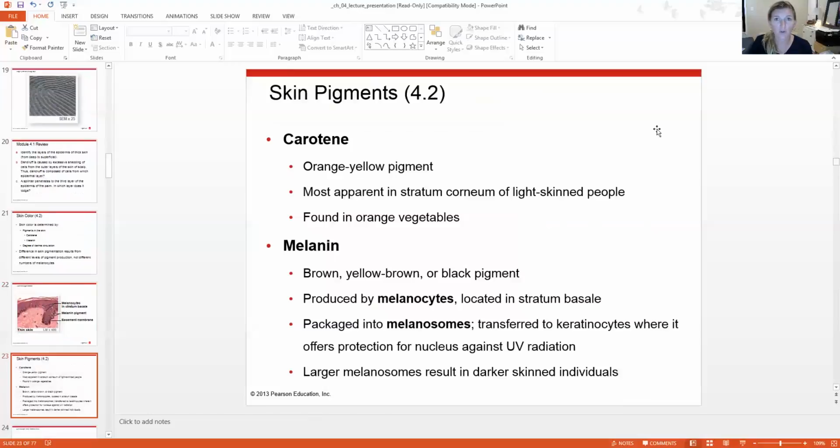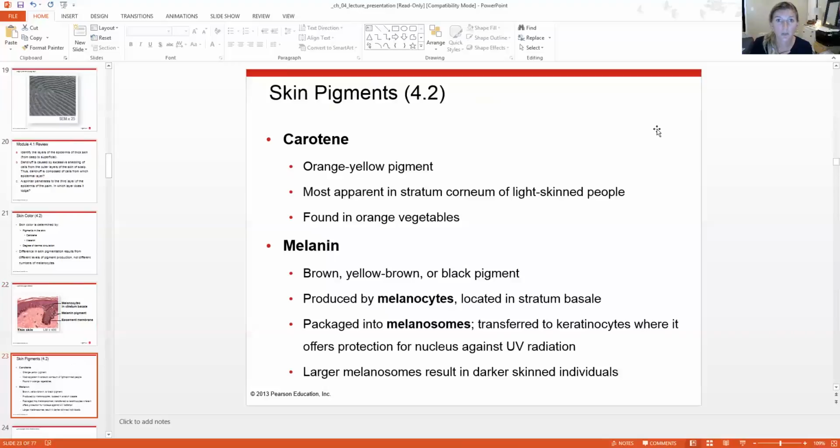Carotene, as I said, is that orangish, yellowish, reddish pigment, most apparent in the stratum corneum of light-skinned people. It's also found in orange vegetables. If you eat a lot of orange vegetables, sometimes it even concentrates, like on your palms. I had a friend that used to eat a lot of carrots, and her palms were orange in appearance.